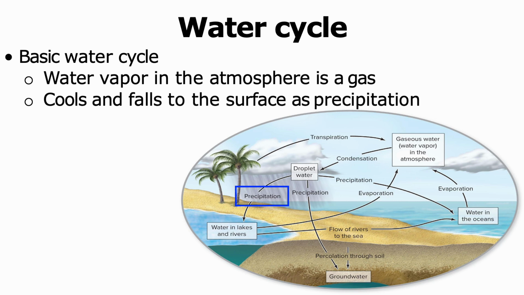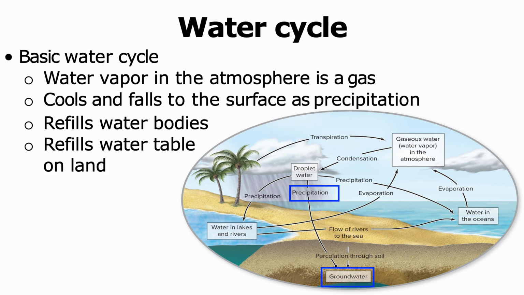The precipitation is important because it refills water bodies like lakes, rivers, as well as oceans. Precipitation, when it happens on land, can also refill the water table, which gives rise to the groundwater that is present on land.